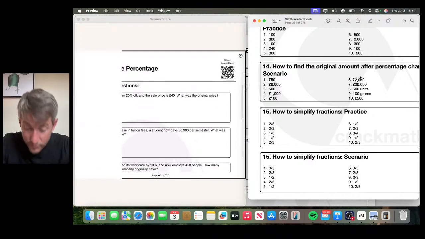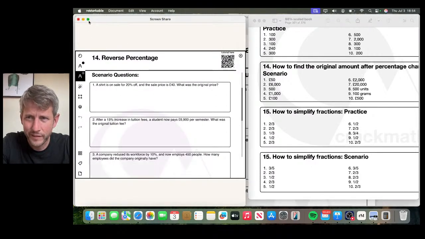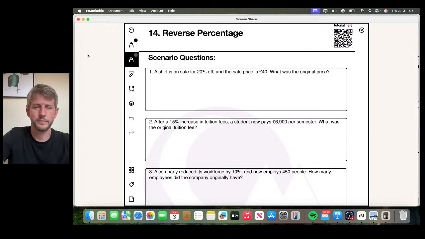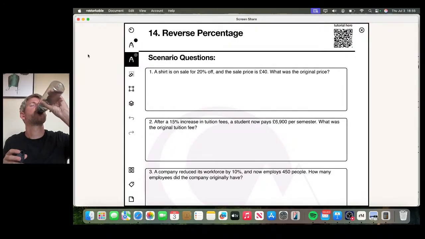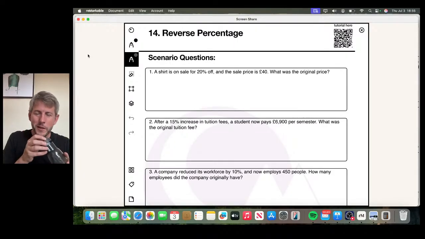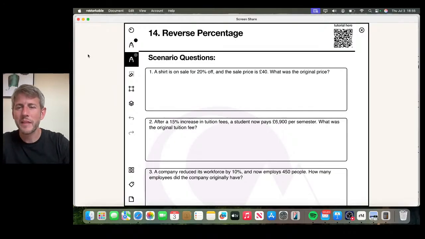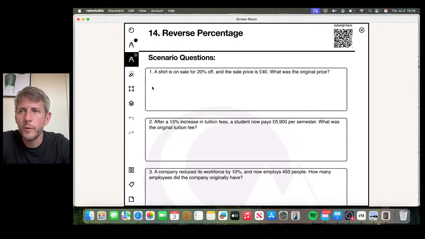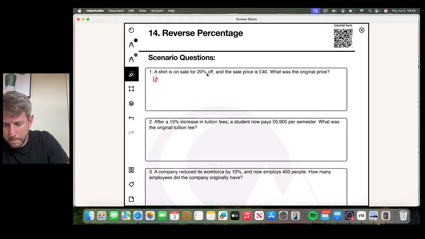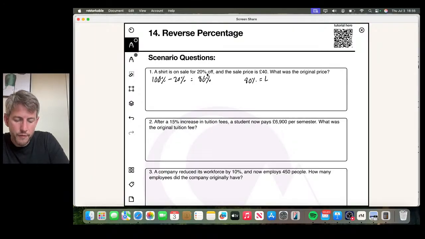It's a reverse percentage, but scenario questions. Okay, right. So here we go. Question 1 says, a shirt is on sale for 20% off, and the sale price is £40. What was the original price? So 20% off means 20% off 100%. So we've got 100%, take away the 20%, and that will give us 80%. Okay, so we know that 80% is worth £40.